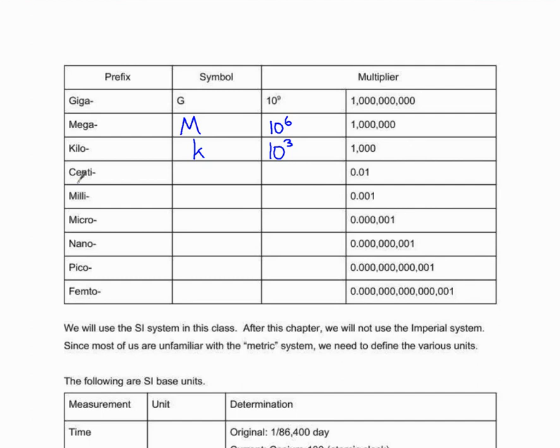Then we have centi. This is a lowercase c. It is 10 to the negative 2nd, or 1/100th. Cent comes from this. Divisions of 100 is what we're talking about here.